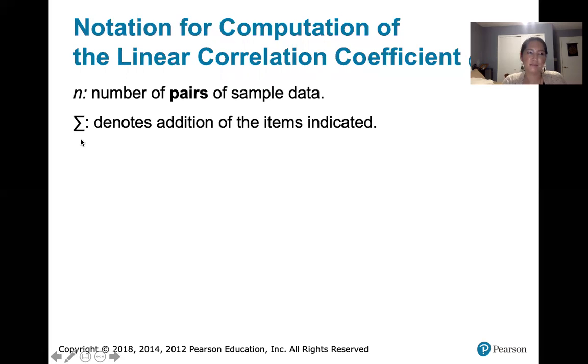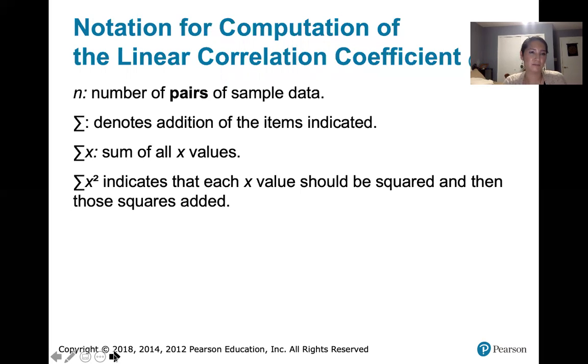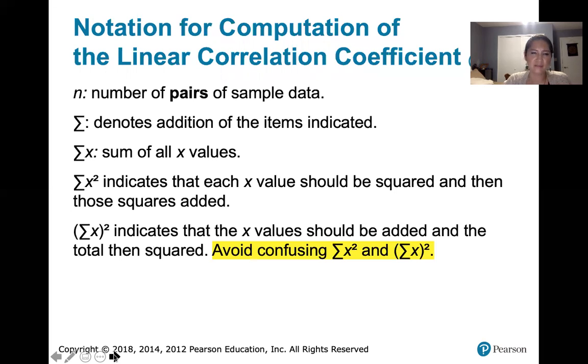It's not the number of values that we have. Sigma denotes the addition of the items in front of it. So if we see sigma sub x, that means the sum of the x values. If we see sigma with an x squared in front of it, that means we should take each x value, square them, and then add them together. This other one looks almost the same, but it says add the x's first and then square it. Be very careful. This one means you square the x's and then add. This one means you add the x's and then square them.